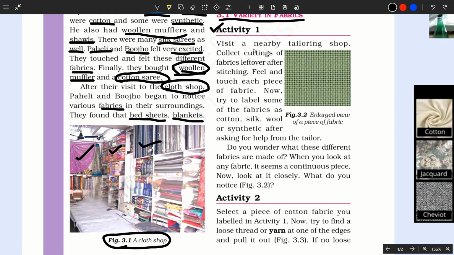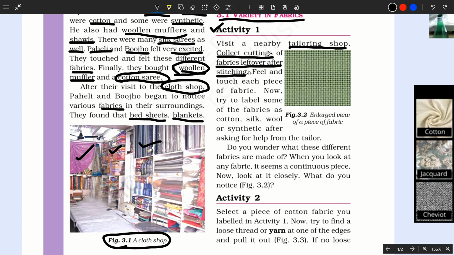Just visit a nearby tailoring shop. There will be many tailoring shops near your house, right? Or a fancy shop, cloth shop, whatever it may be, not only a tailor shop. Here we can go the easy way, a tailor shop. Visit the tailor shop and collect cuttings of the fabrics left over after stitching. Just ask your tailor uncle for the cloth he has cut. Just collect small pieces from the tailor shop.